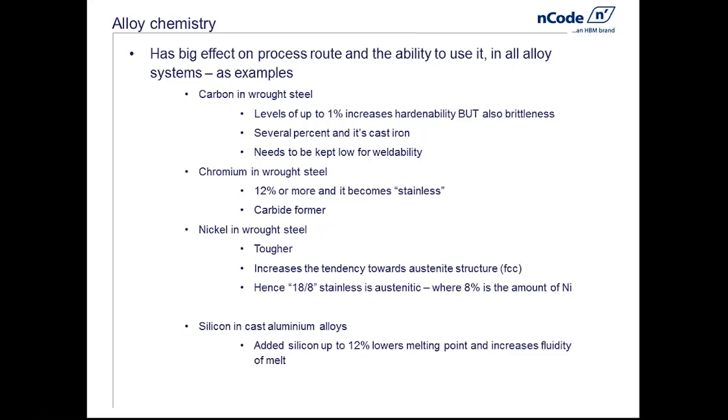If you add it up to 12%, you end up with a eutectic composition, which is the lowest melting point of the aluminium alloys in general use. But generally, you have less than that.